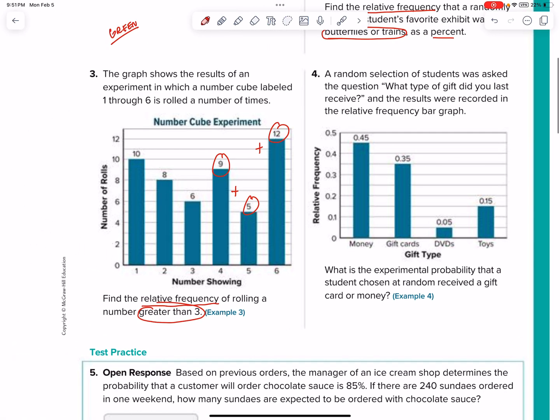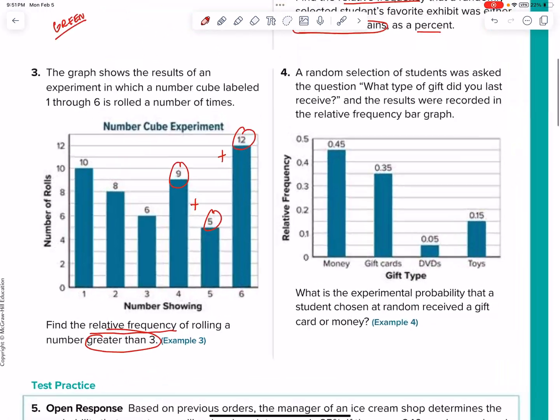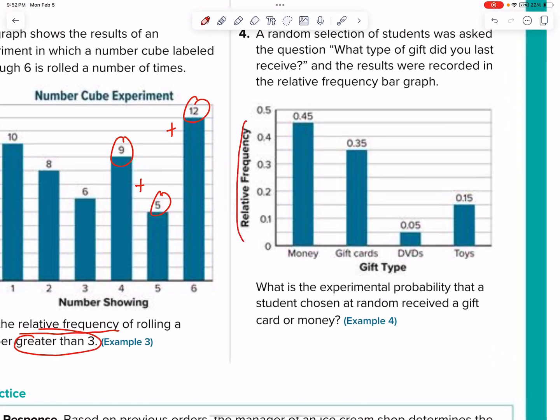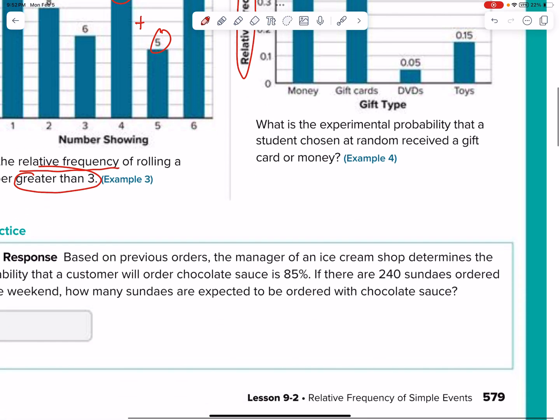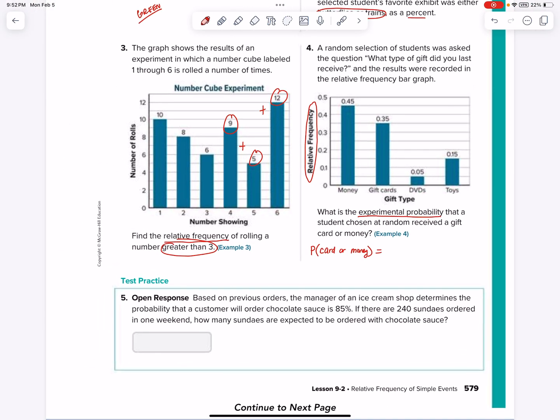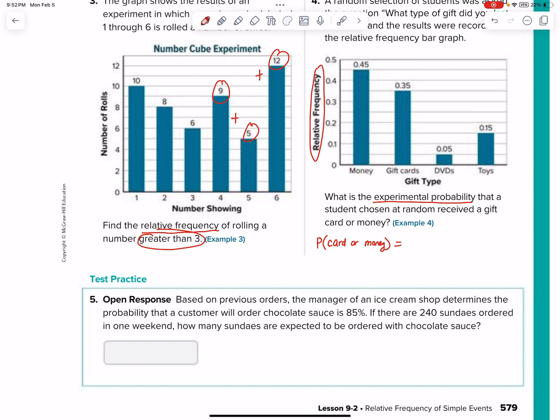Okay, all right, so now this one for number 4, they've already given you the relative frequencies. Okay, so remember, this one's not going to be out of anything, but I do want you, because they're asking what is the experimental probability of a student receiving gift card money, I want you to write the probability of card or money. Okay, and then list what that probability is as a fraction, decimal, and percent.